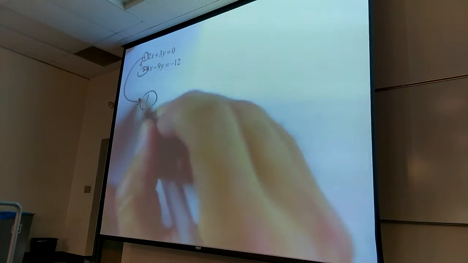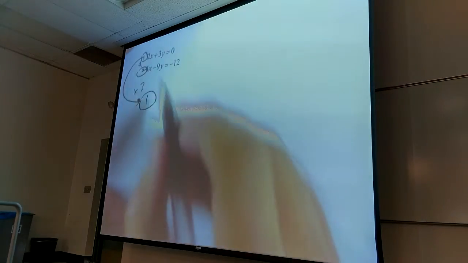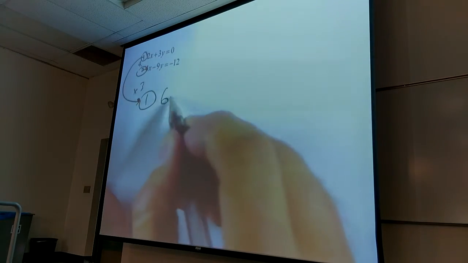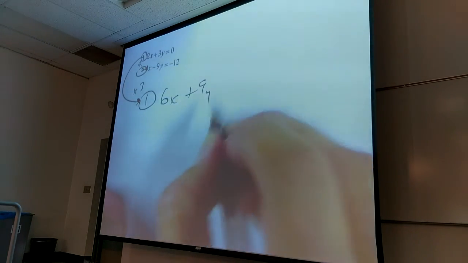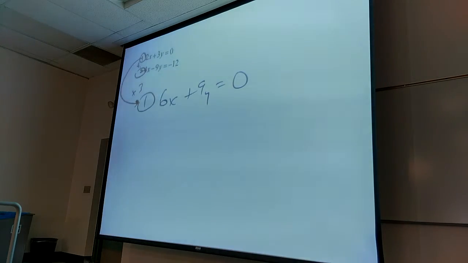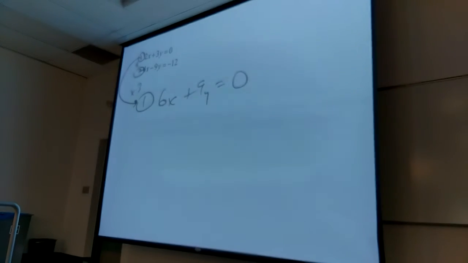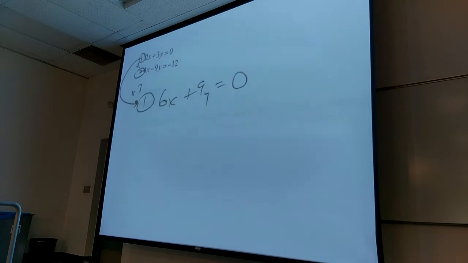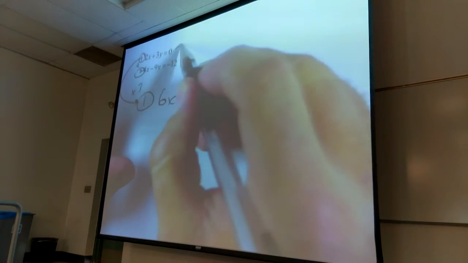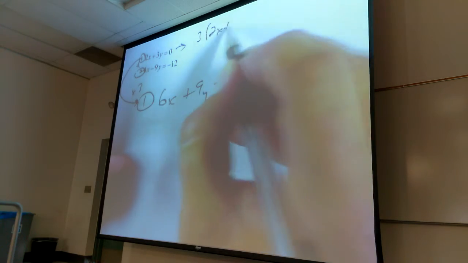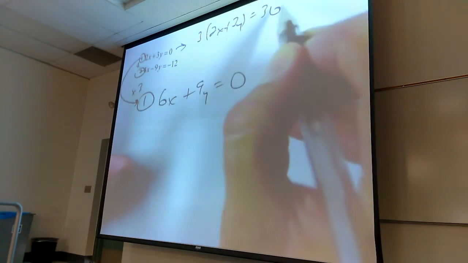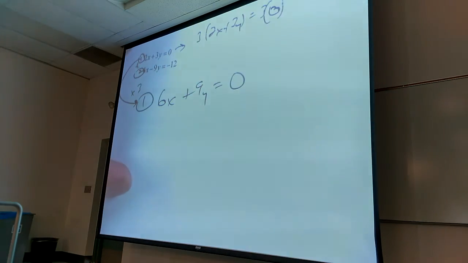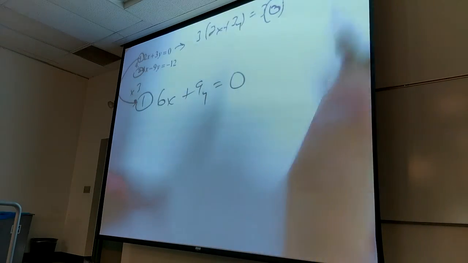So if I took the first one and multiply by 3, what do I end up with? 6x plus 9y equals 0. Careful. 0 times anything is 0. So if you need to show yourself the work, you can go 3 times 2x plus 3y equals 3 times 0. So you get 6x plus 9y equals 0.